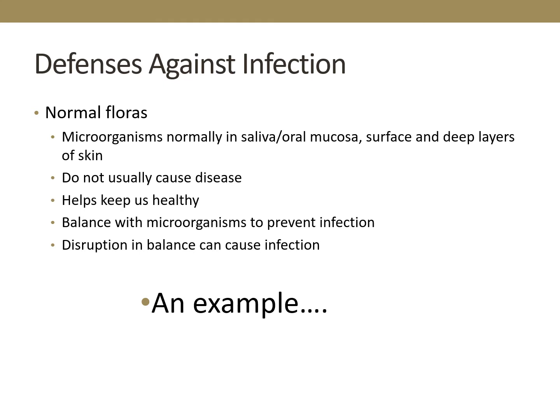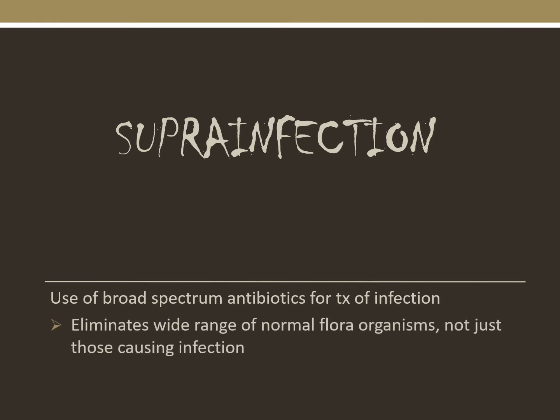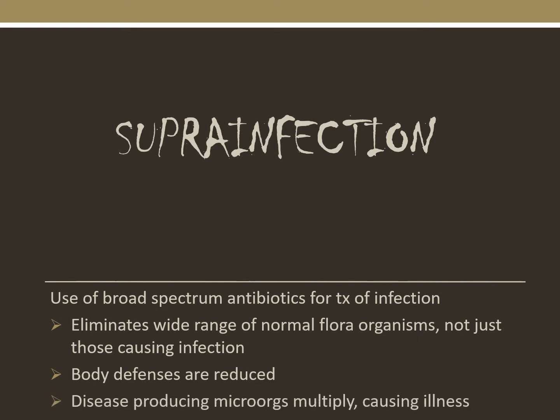An example of this is supra-infection. What's a supra-infection? It's caused by the use of broad-spectrum antibiotics for treatment of a certain infection. It eliminates the wide range of normal flora organisms, not just those causing the infection. So it eliminates both the good and bad bacteria and flora. So therefore your body defenses become reduced, and it allows the disease-producing microorganisms to multiply, causing illness.